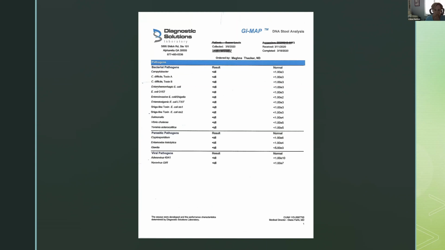And then I also use a second test for gut health. It's really important, and it's called the GI-MAP. I wanted to show you an example report. In this case, the first page checks for all the pathogens: bacterial, parasitic, and viral. The good news is that in this case, all of these were negative for this patient.